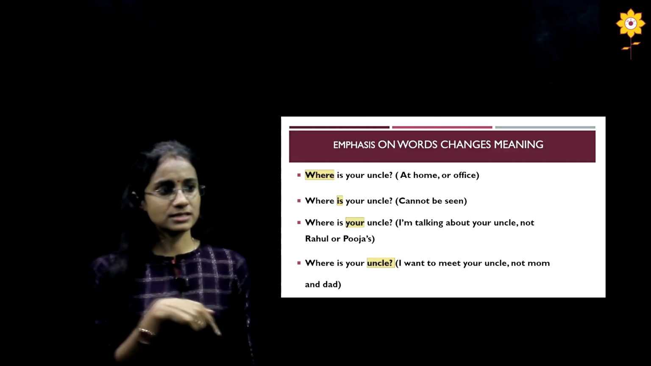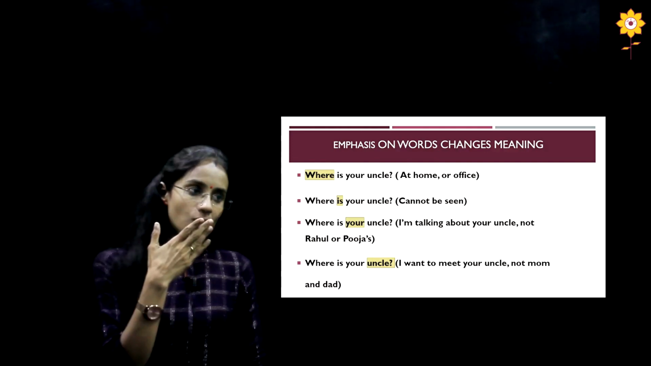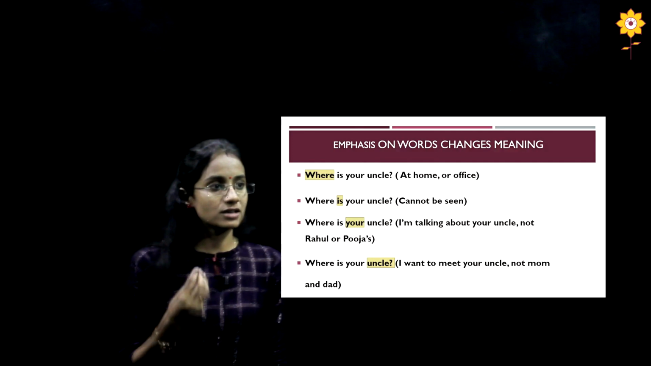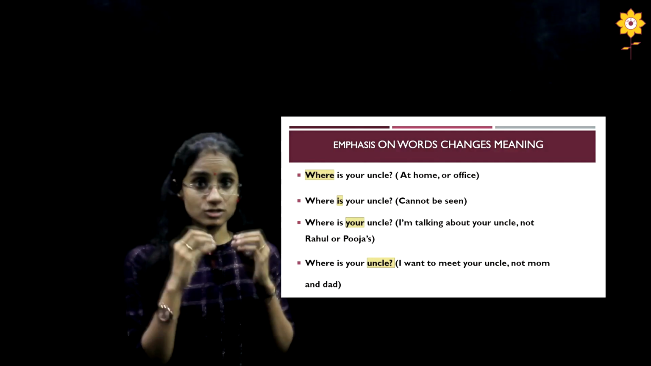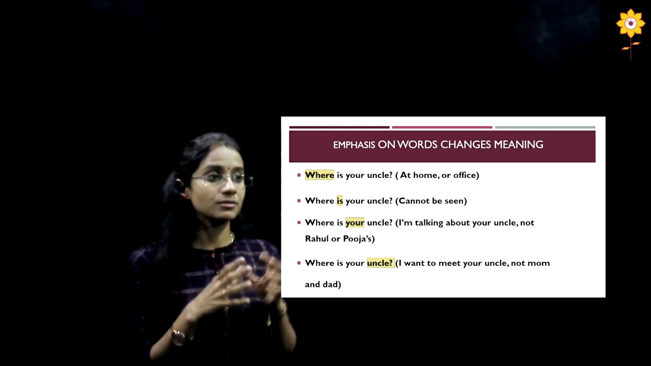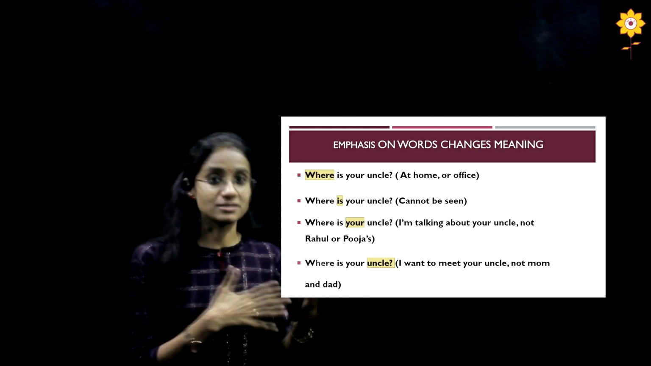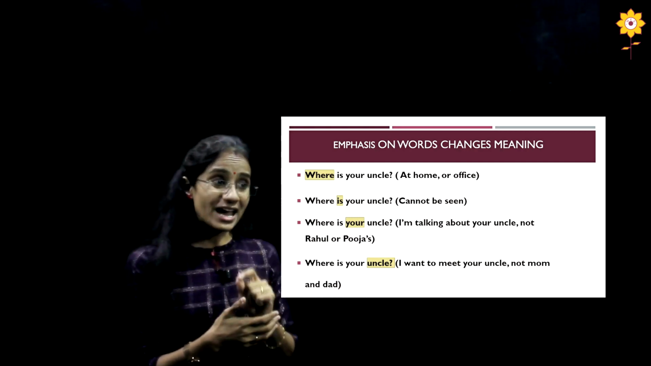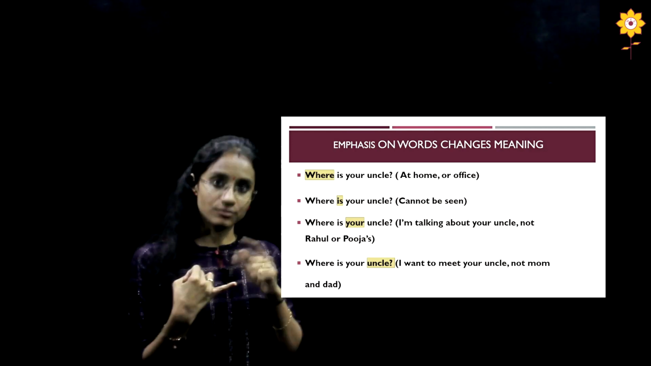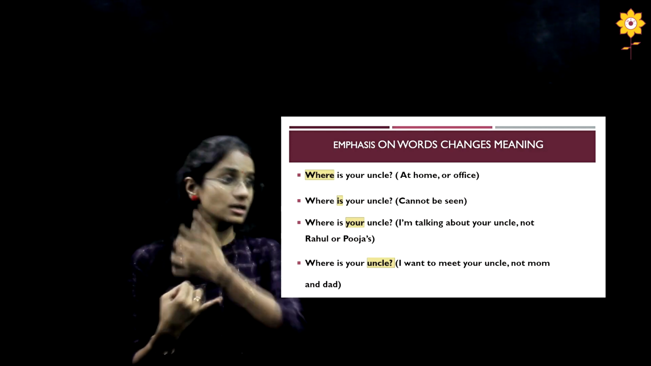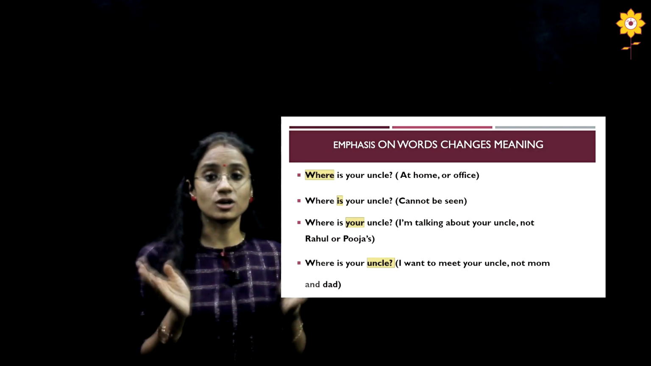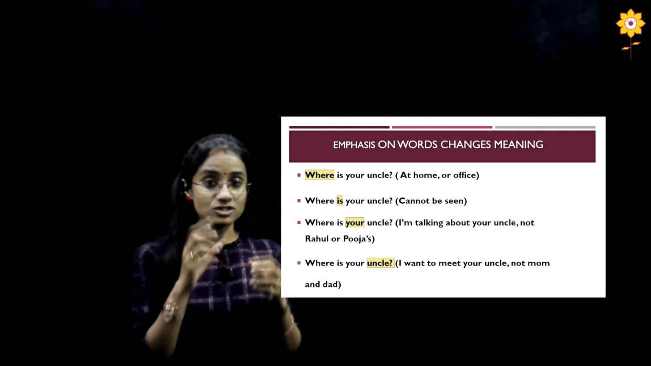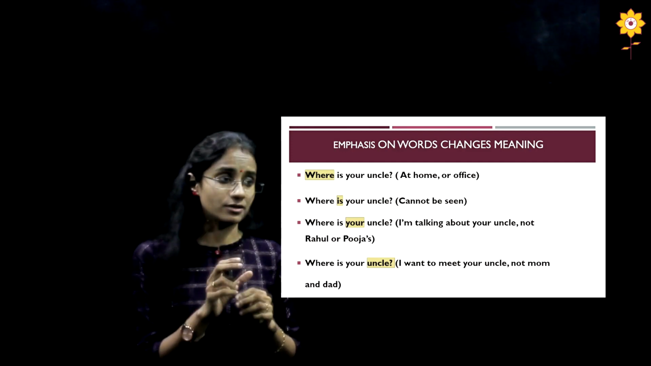For example, here you can see different statements where the question is the same: where is your uncle? That is the question. But when I am emphasizing different words, the response changes. Where is your uncle? So here I am asking, where is he? The venue, the place. And if I'm stressing on "is", where is your uncle? So he's not being seen around. So you're stressing on "is", right?